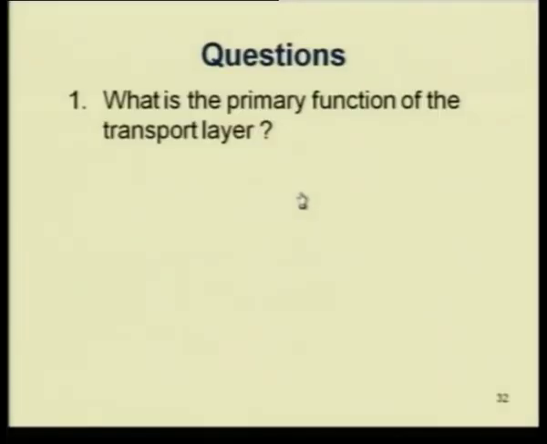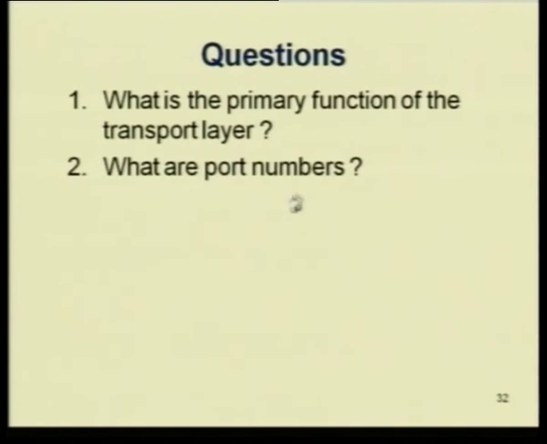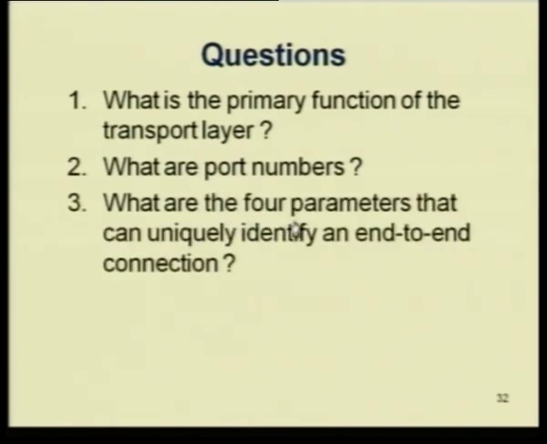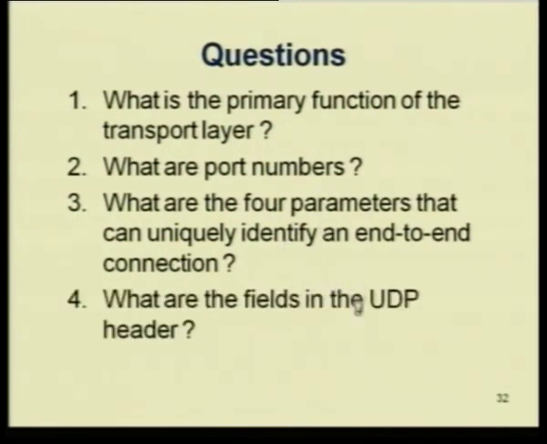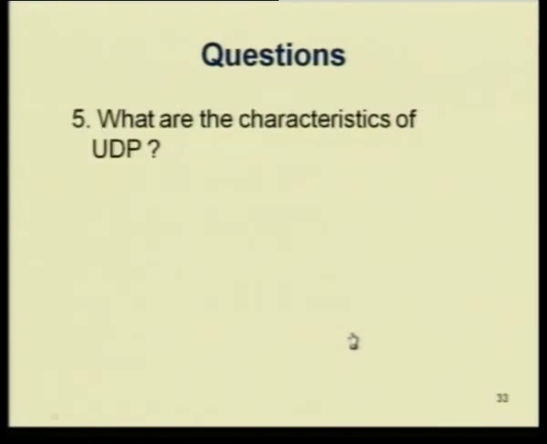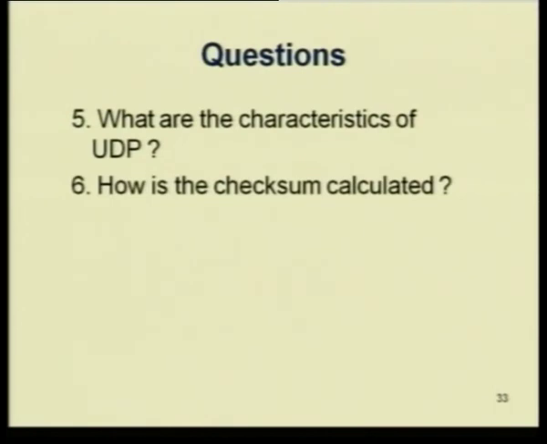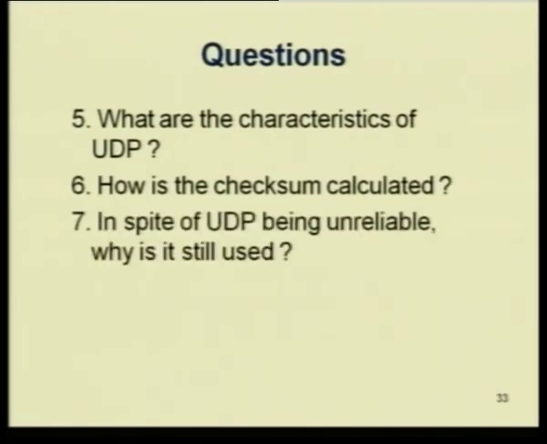So here are some questions for you to review the part which is covered today. Question number 1, what is the primary function of the transport layer? Question number 2, what are port numbers? Question number 3, what are the 4 parameters that can uniquely identify an end-to-end connection? Question number 4, what are the fields in the UDP header? Question number 5, what are the characteristics of UDP? Question number 6, how is the checksum calculated? Question number 7, in spite of UDP being unreliable, why is it still used?